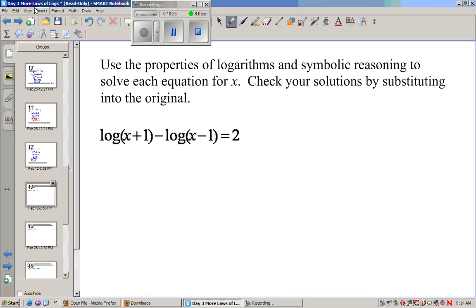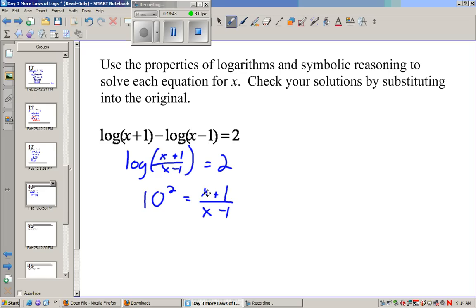Now this is where things start to get a little tricky. We have two x's in two separate equations. Since log is in both of these equations, we can combine them, saying it's log of x plus 1 over x minus 1 equals 2. So the base here is 10, so 10 to the second power is x plus 1 over x minus 1. So getting here isn't the tough part. The algebra, I think, is the most difficult part.